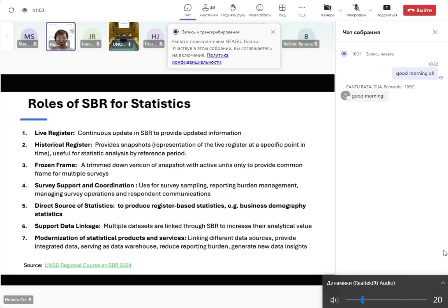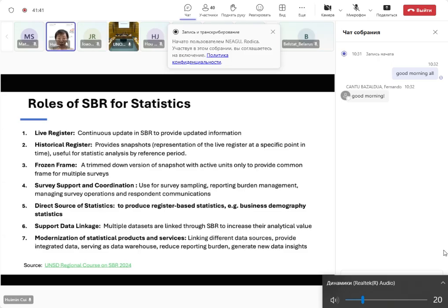So broadly, SBR plays the following roles in the national statistical system or production of economy and business statistics. First of all is to provide the most up-to-date information about the economic units in the country by providing a live register. SBR integrates various data from administrative and survey data sources to maintain the database. It aims to provide the most up-to-date information about, for example, the active units, the activities, the contact information, etc., to facilitate analysis and data collection.